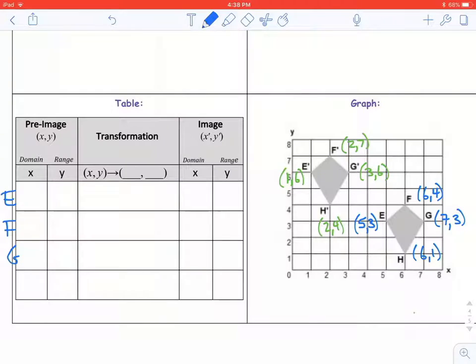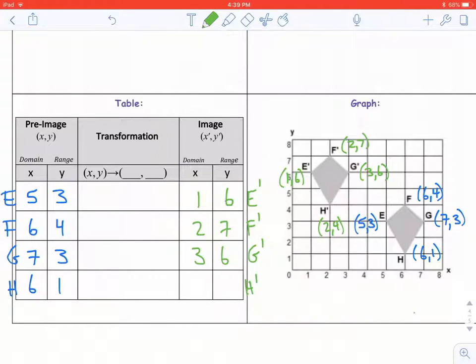So E, F, G, H is the order I need to put them in my table. So E was (5, 3). F was (6, 4). G was (7, 3). And H was (6, 1). So let's fill in the image points. So we have, again, in alphabetical order, E prime, F prime, G prime, H prime. So E prime was located at (1, 6), F prime at (2, 7), G prime at (3, 6), and H prime at (2, 4).